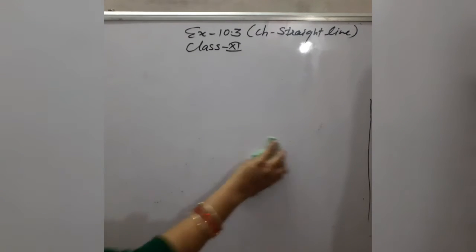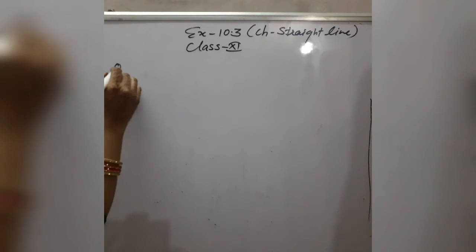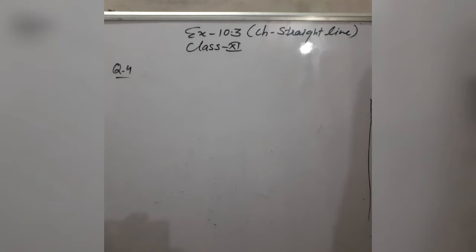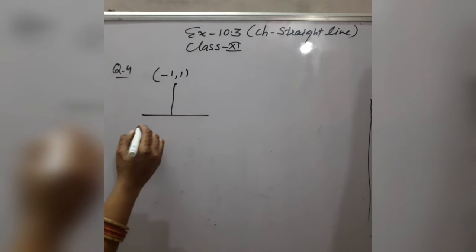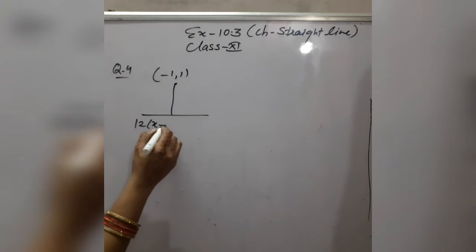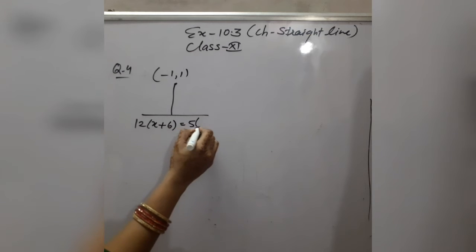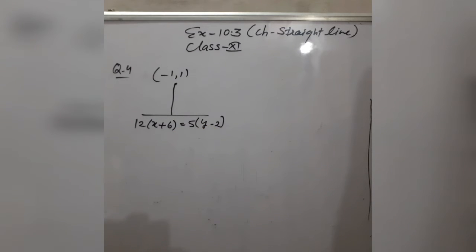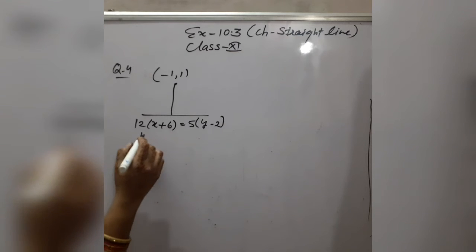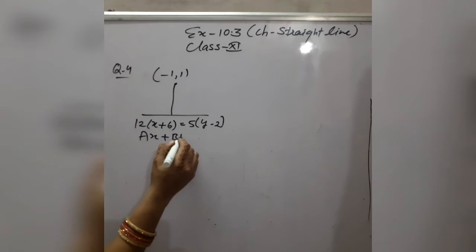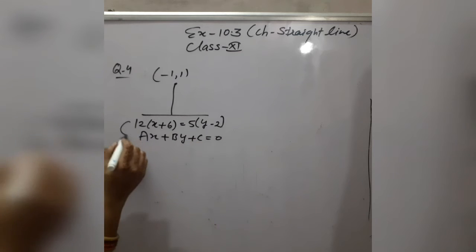Now see question number 4. In question number 4, firstly see what is given to you. The statement is: find the distance of the point minus 1 comma 1 from the line 12 into x plus 6 is equal to 5 into y minus 2. So we will use here the first formula which I told you just now. Firstly simplify it, write it in the form ax plus by plus c equals to 0.